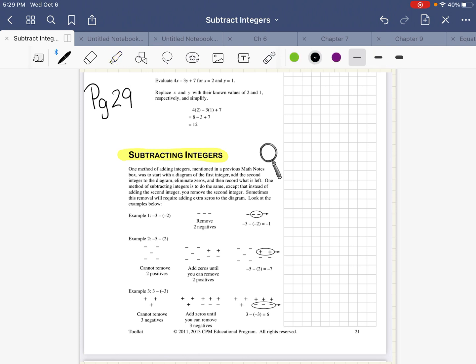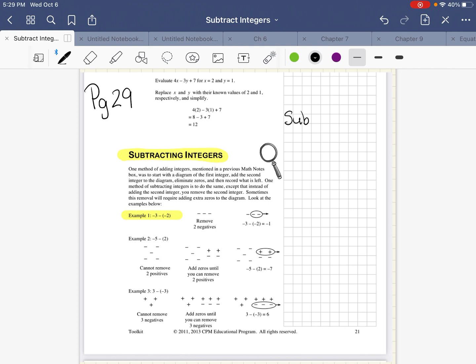Okay, we talked about this in class yesterday, so we have some examples here that I'm going to take a quick look at. Example 1, we have -3 minus -2, and they're using the tiles, right? They've got 3 negative tiles there. They take away 2 of the negatives, and that leaves -1.